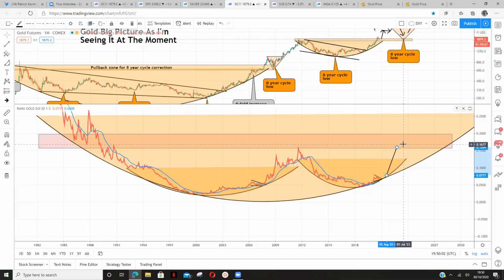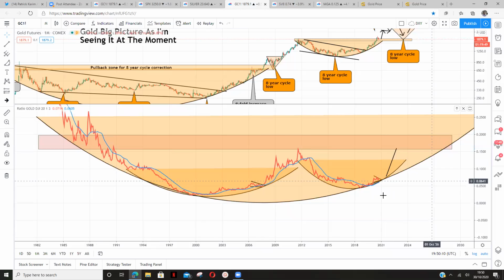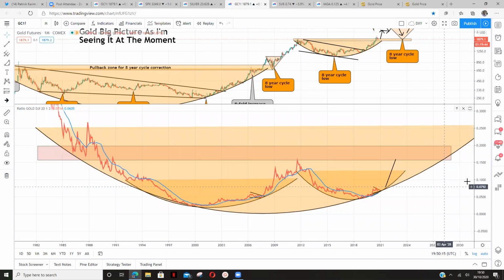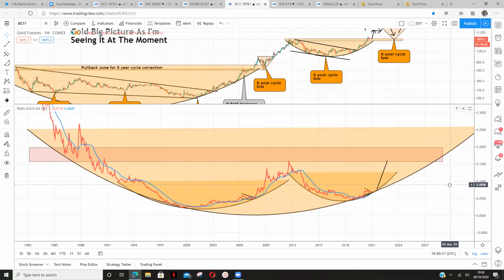But I think it may well give us some numbers for gold that we can't really get our heads around at the moment. So I'm not going to get too excited, but mathematically that possibility is there that we're going to see gold prices much higher than we're currently anticipating.